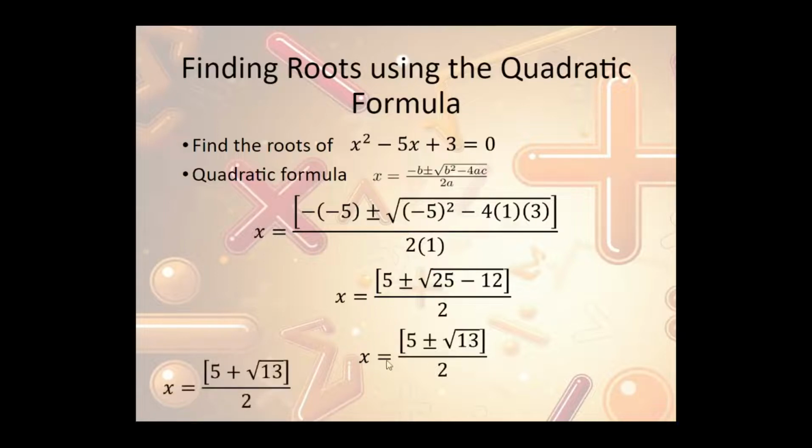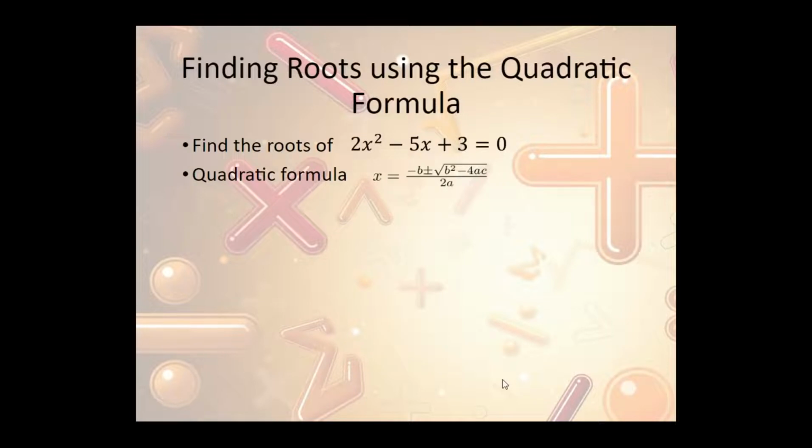And we make this a plus, so this is 5 plus square root of 13 over 2. And then the minus part comes in, so this is 5 minus square root of 13 over 2. So anytime you see this plus or minus, that means we're going to do two things. We're going to add it and then subtract it. So we're going to do both to it. So here's our addition, here's our subtraction. These are our two roots.